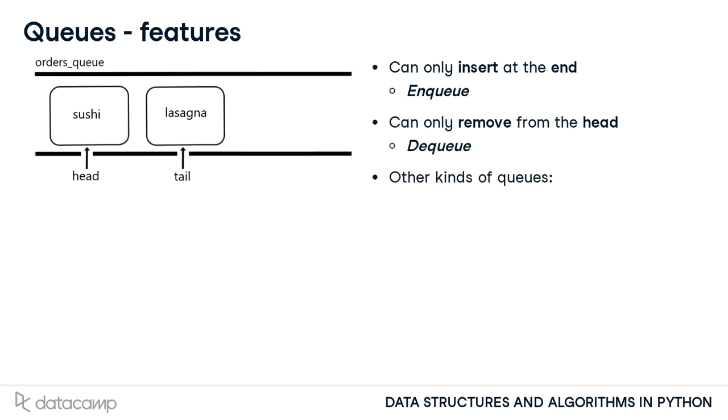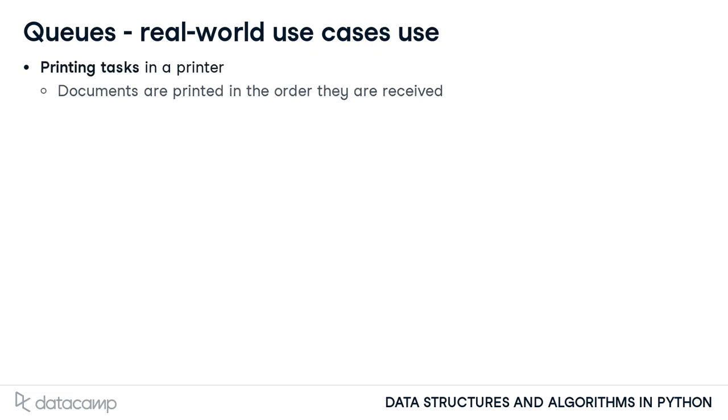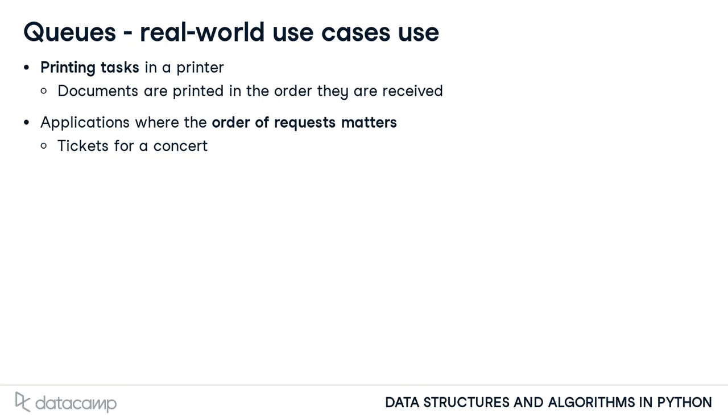There are other kinds of queues, doubly-ended, circular, and priority, but we won't study them. Queues have many applications like storing printing tasks in a printer. Documents are printed in the order they are received. Queues can also be implemented in applications where the order of user requests matters, like applications that sell tickets to a concert or offer taxi services.